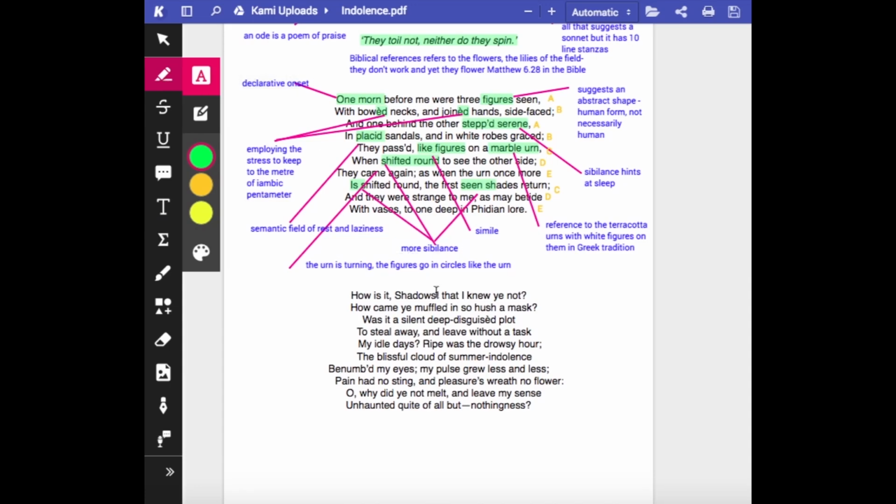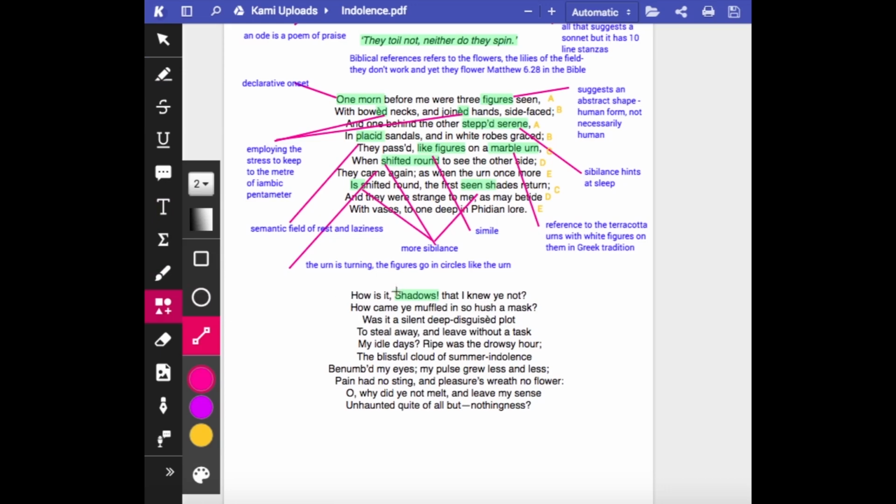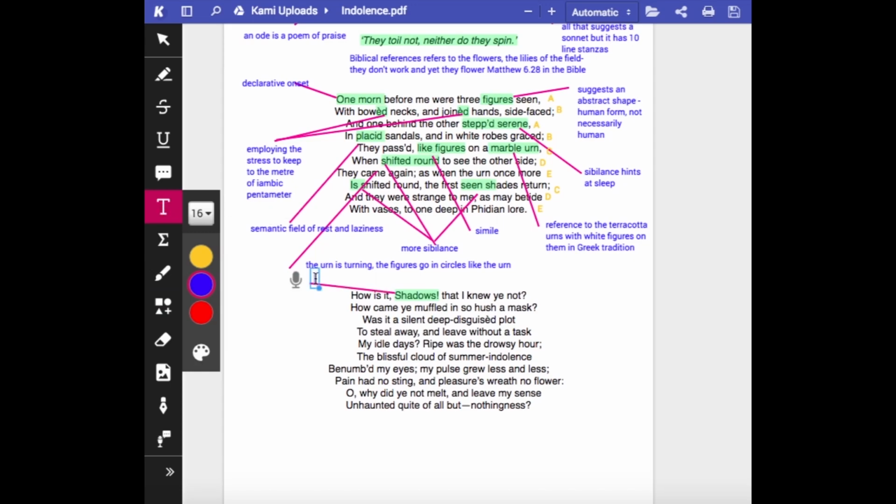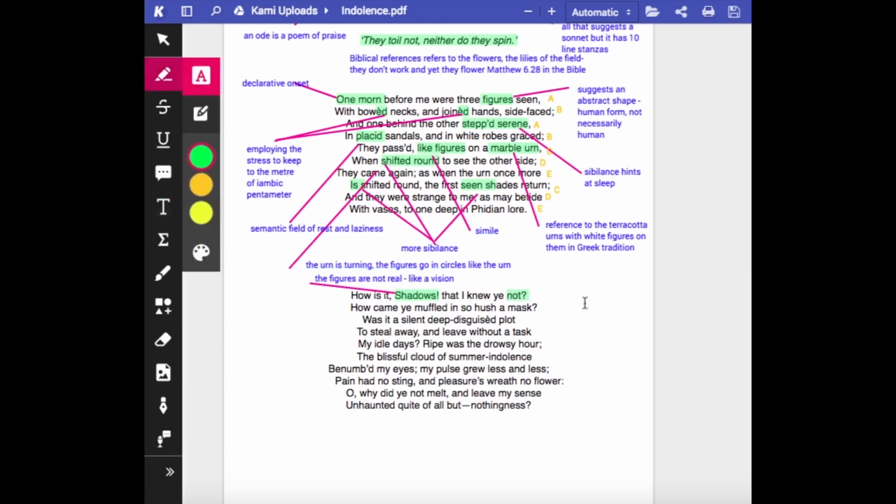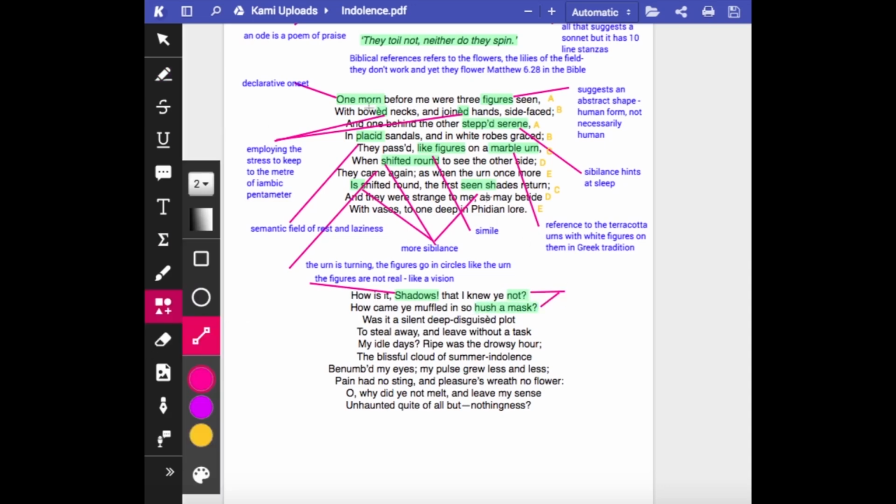He is personifying at the moment the concept of indolence as they wander in front of him. He is musing, perhaps, on muses, which is another word for those who inspire, or the spirits that might inspire poetry. And he calls them shadows in the second stanza. "How is shadows that I knew ye not? How came ye muffled in so hushed a mask?" So he's talking to them, but he's also asking rhetorical questions. He's not really expecting an answer.